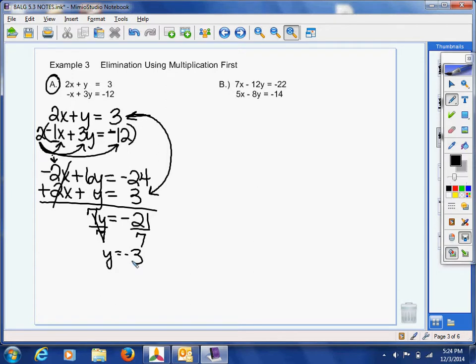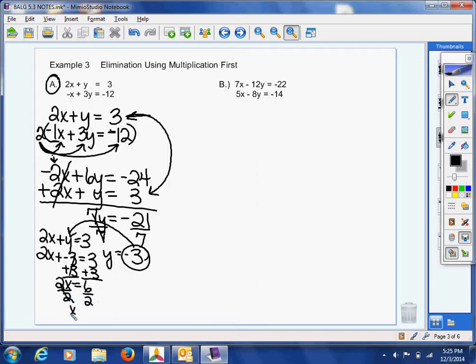So then you just need to go back up to the original equations and make a decision. Which equation do you want to plug into? Well, 2x plus y equals 3 looks good to me, so I'm going to take that -3 and plug it in for y. 2x plus -3 equals 3. So now I'm going to add 3. I've got 2x equals 6. And then divide each side by 2. Oh, that's wonderful. x is 3. So you know what? Our point of intersection is (3, -3). And that's elimination, if we chose to get rid of the x's.